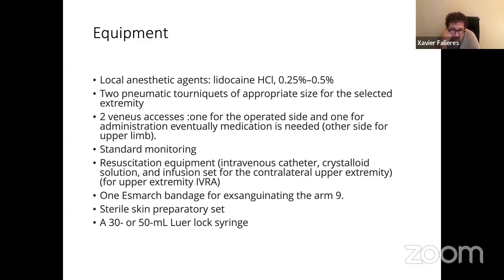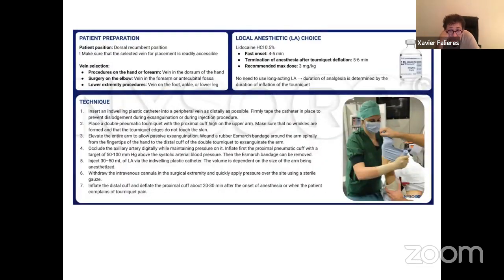I have performed intravenous regional anesthesia for many years and I haven't seen any problem. You also need the Esmarch bandage, skin preparation, and a 30-50 Luer-lock syringe. So that's the way to do it. Once again, it's a very simple technique. You prepare your needle, you perform the exsanguination with the Esmarch bandage, then you inject the local anesthetic.